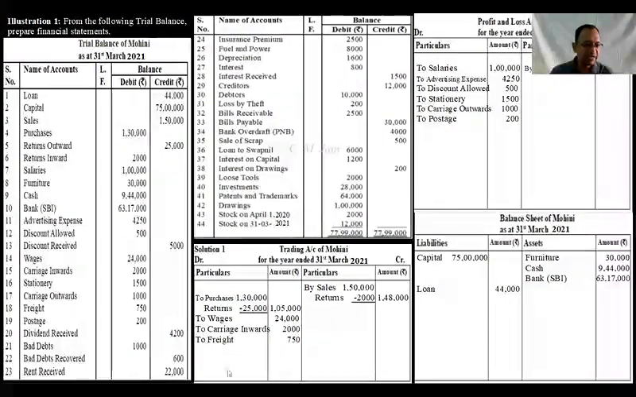Then we are given dividend received, 4200. Dividend received is an income, but it is not sales. Only two types of incomes come in trading account. One is sales, other is sale of scrap. All other incomes come in profit and loss account for a trading concern. So this dividend received will come in profit and loss account credit side, by dividend received 4200.